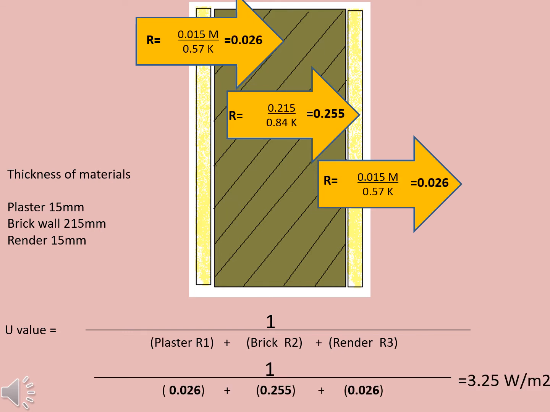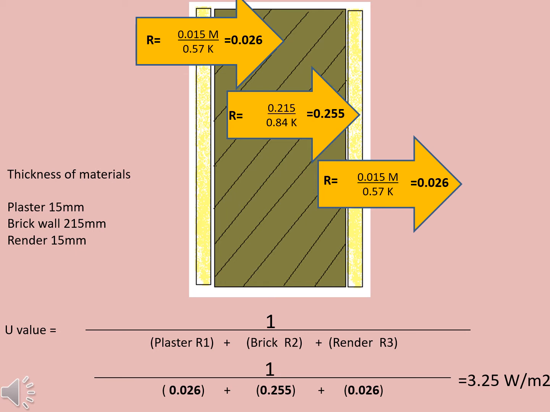Wall example 1 continued. In this example you can see that we have indicated the separate R-values for the 3 elements of the wall. A 15 mm layer of plaster internally has a K-value of 0.57. Therefore the R-value is 0.026. A 215 mm layer of brick has a K-value of 0.84. Therefore the R-value is 0.255. And finally a 15 mm layer of render externally has a K-value of 0.57.